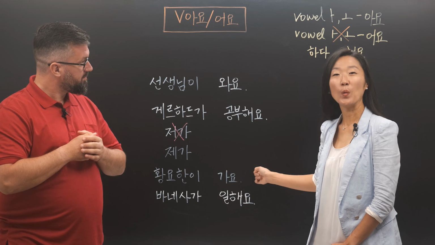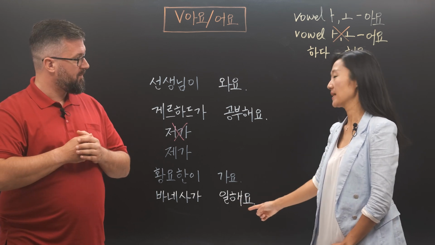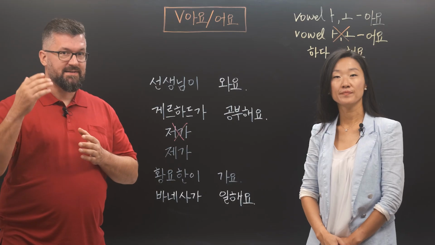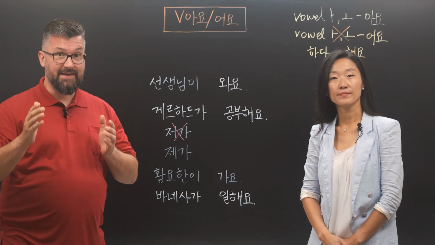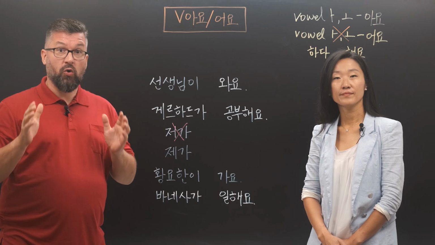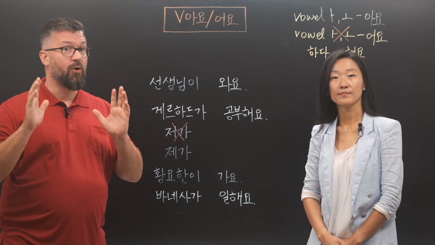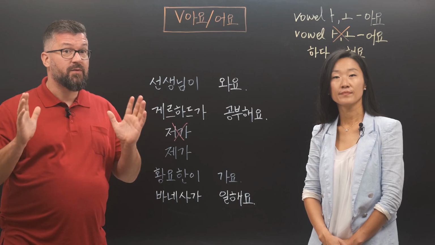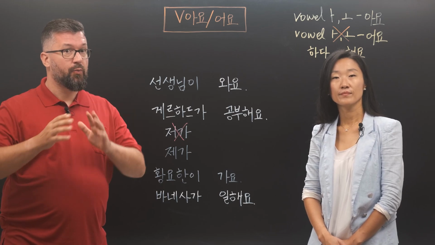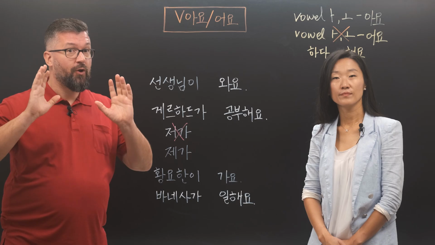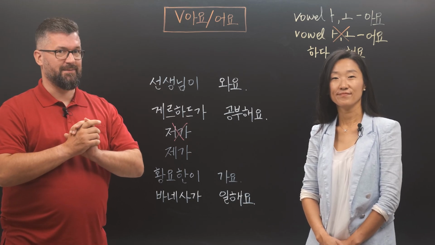황요한이 가요. 황요한 goes. 바네사가 일해요. Vanessa works. 황요한 is a man and Vanessa is a woman. Korean verbs remain the same regardless of whether the subject is male or female and regardless of the person speaking. I, you, he, she, we, you all, and they all use the same verb form, which is very convenient.